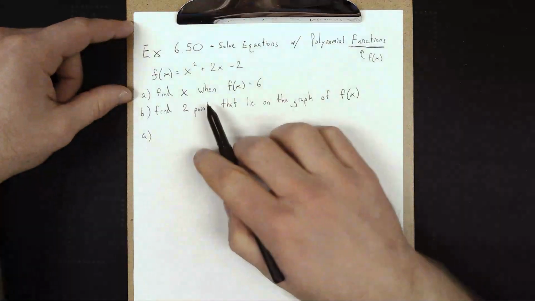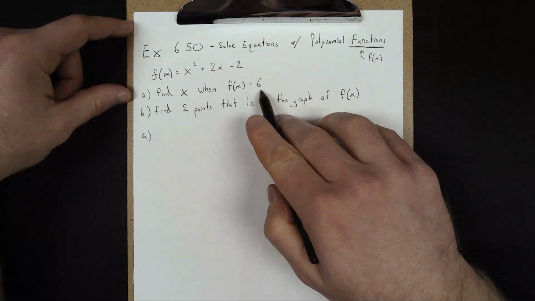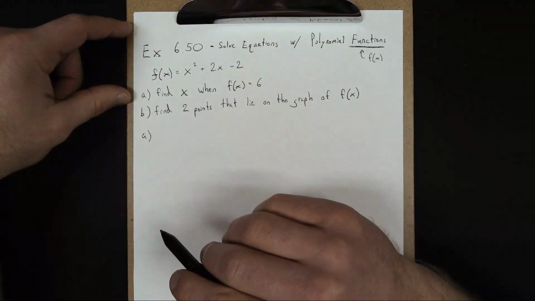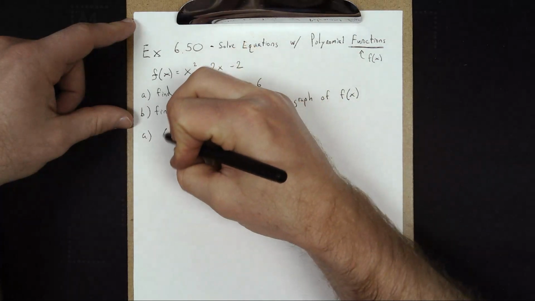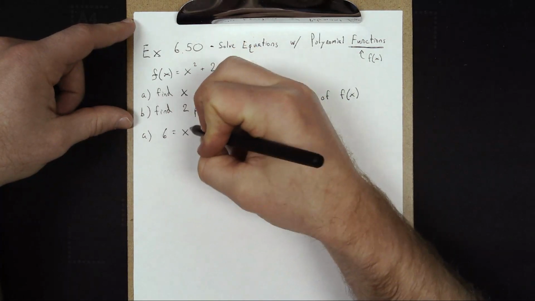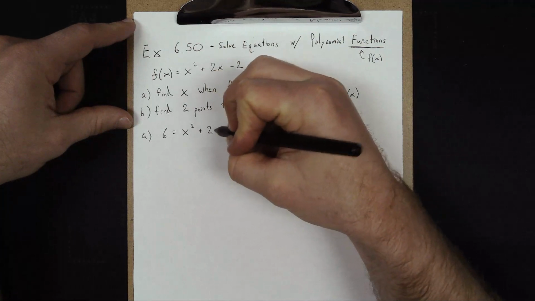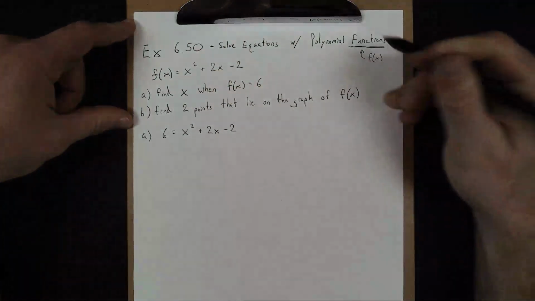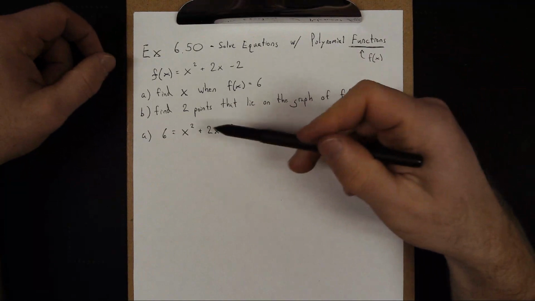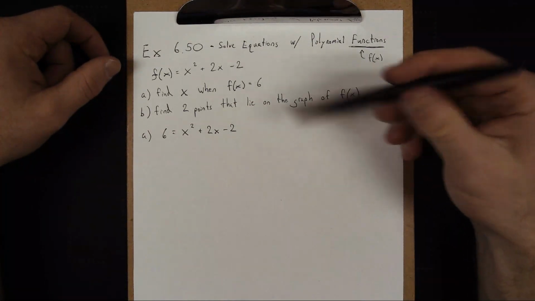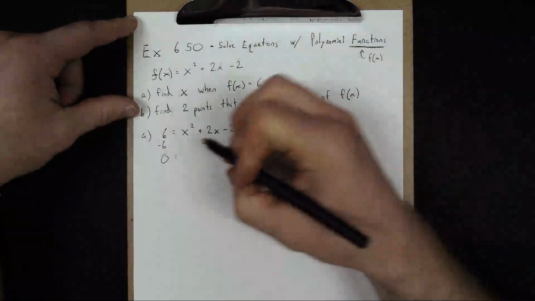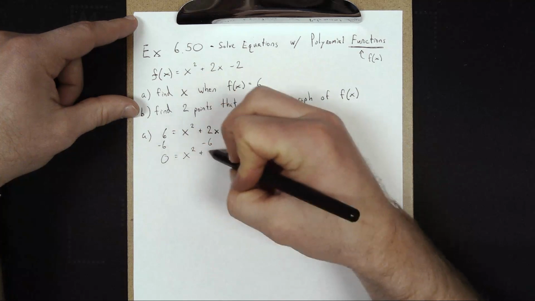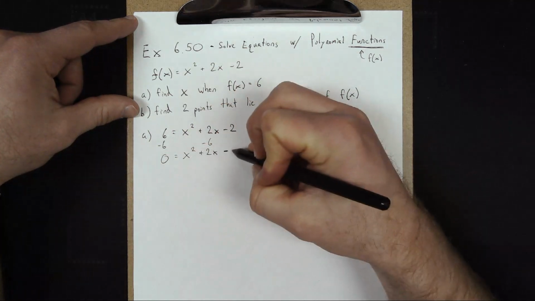So for a, all I'm doing is I'm substituting 6 in for f of x up here. So let's do that. 6 equal to x squared plus 2x minus 2. All right, and now I want to get 0 on one side. I want to get 0. So I'm going to subtract 6. Left with 0 equals x squared plus 2x minus 8.